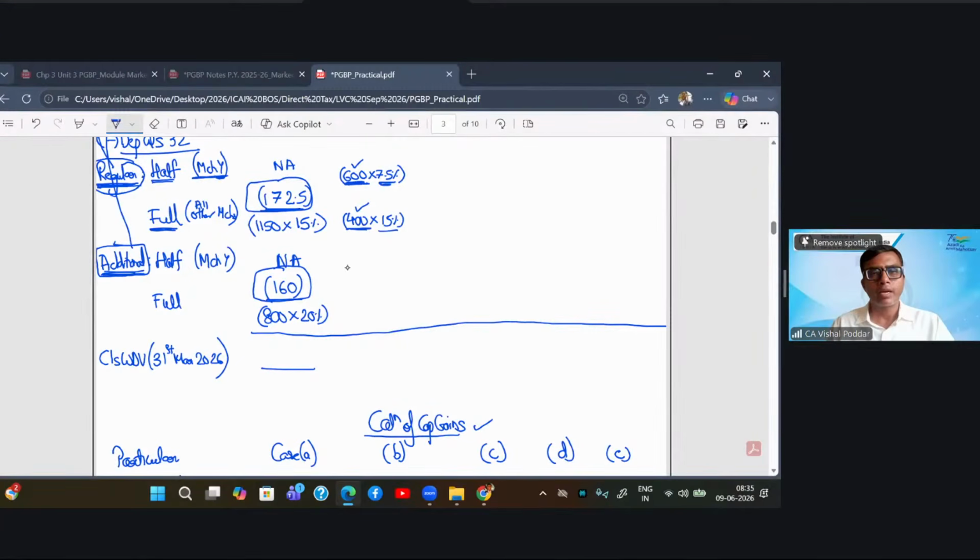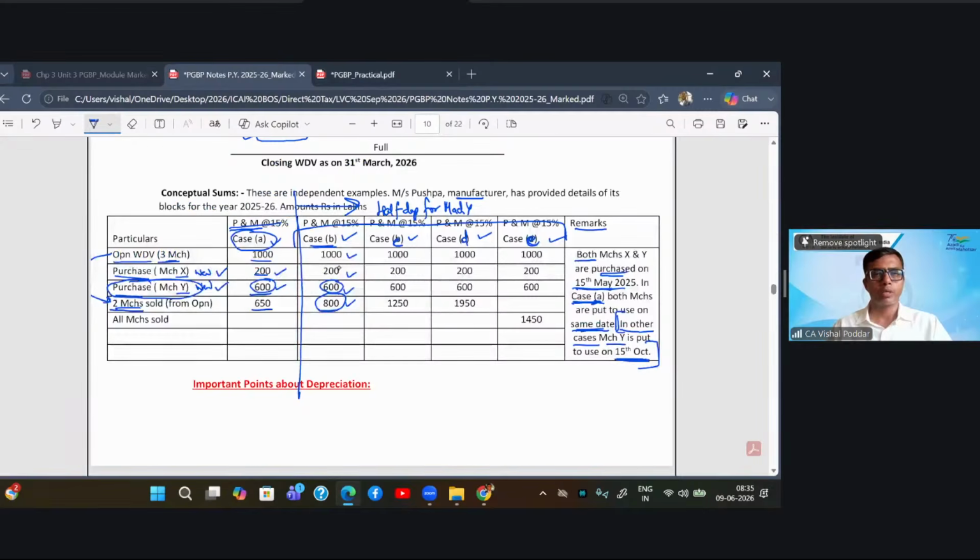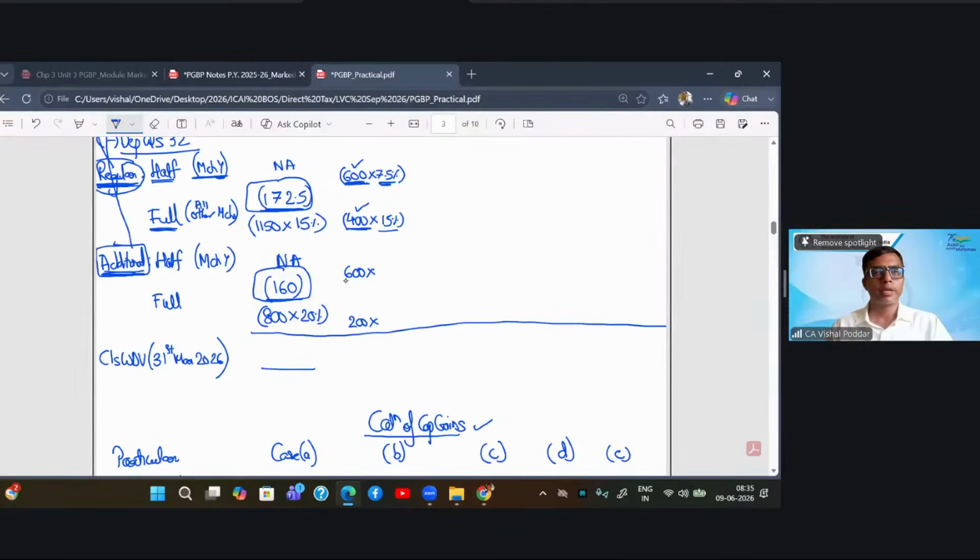Again, out of 800, 600 is of machinery Y and 200 is of machinery X. You can also check this from the question. See, 200, 600. So 600 is of Y, 200 is of machine X, again half. Now what is half? Additional depreciation rate is 20, so half is 10%. What is full? 20%.